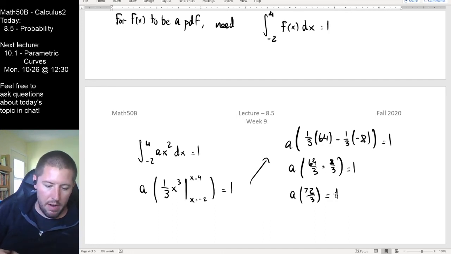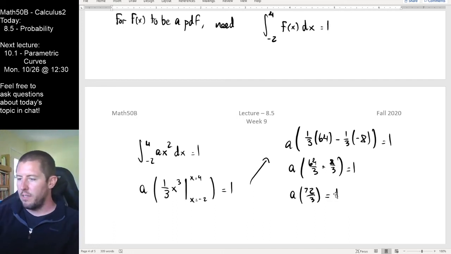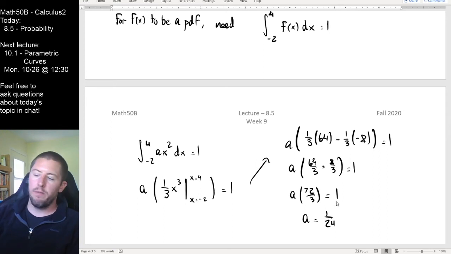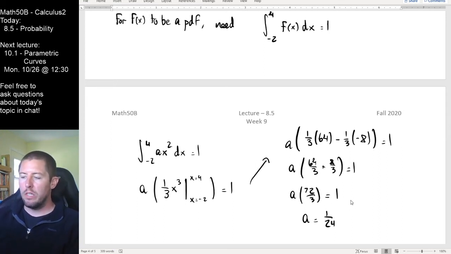What's going on? 72 divided by 3 is 24. That's right. I was going to say 27. I was like, that's not right. So it looks like A is going to be just 1 over 24. Right? This is 24 over 1. I just divided 24 to the other side. So I'm getting A as 1/24.